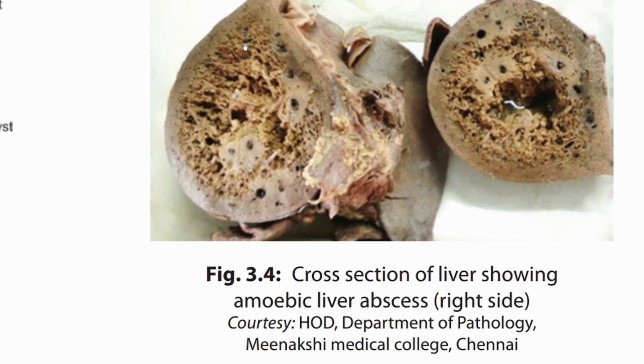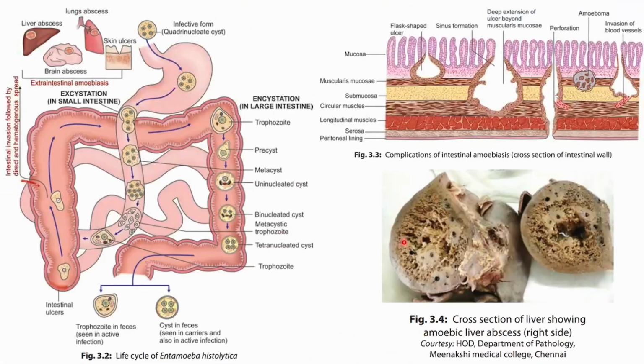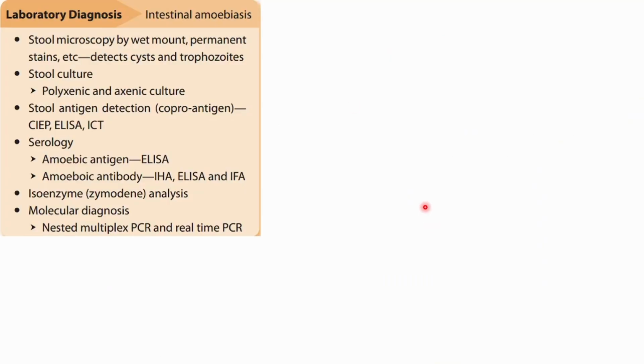Then there is the famous complication of Entamoeba histolytica, apart from the intestinal: the extraintestinal, the famous amoebic liver abscess. Okay, so this is done. Next we will see the lab diagnosis.